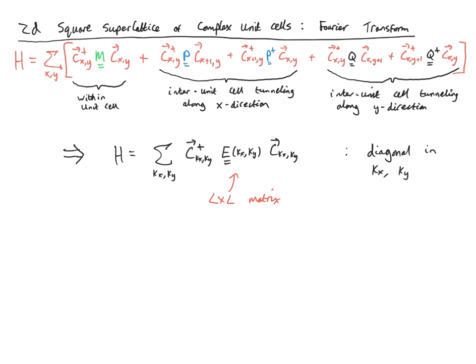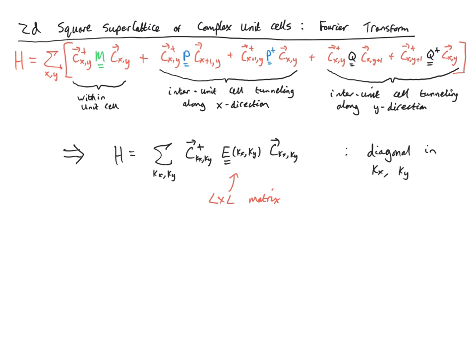To completely diagonalize the system, we need to do another canonical transformation that diagonalizes this matrix E. And furthermore, since E depends on kx and ky, we'll need to diagonalize this matrix for each individual set of kx and ky. So for every single value of kx and ky that I can think of, I'm going to have to diagonalize this matrix separately.